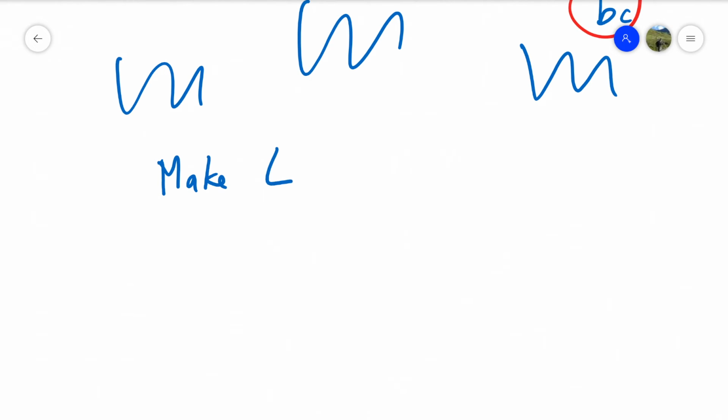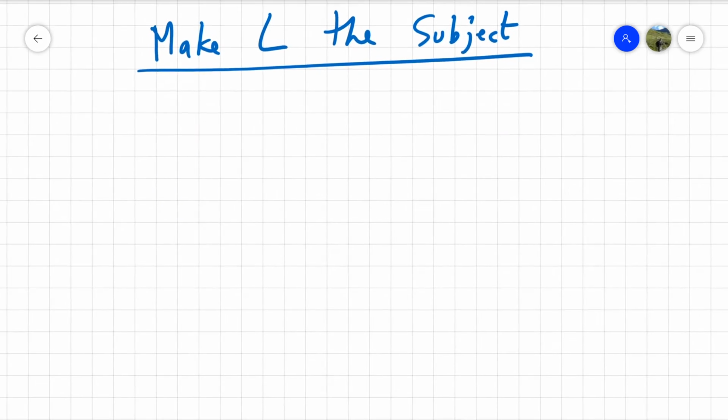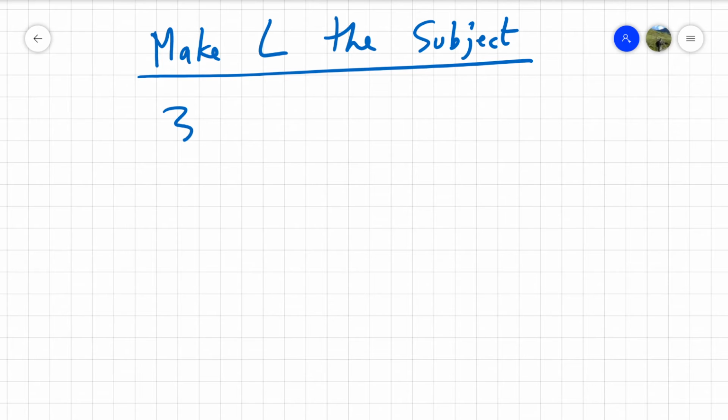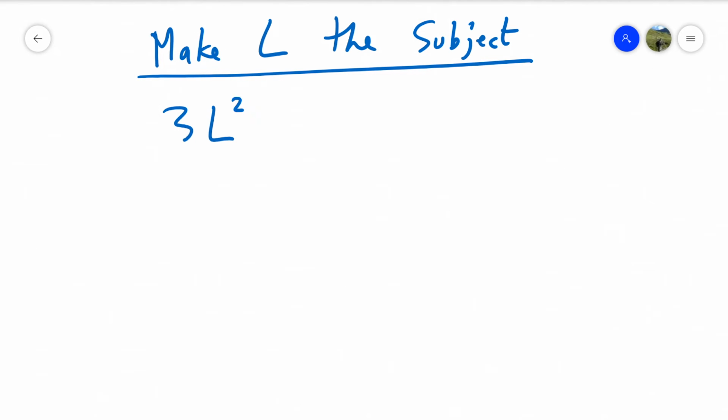Make L the, what's the next word going to be? Subject. Have a go in your own time. There's going to be a bonus lesson on this. Is there? No, there isn't. Oh, well, there kind of is. There's a bonus lesson on something related to this.